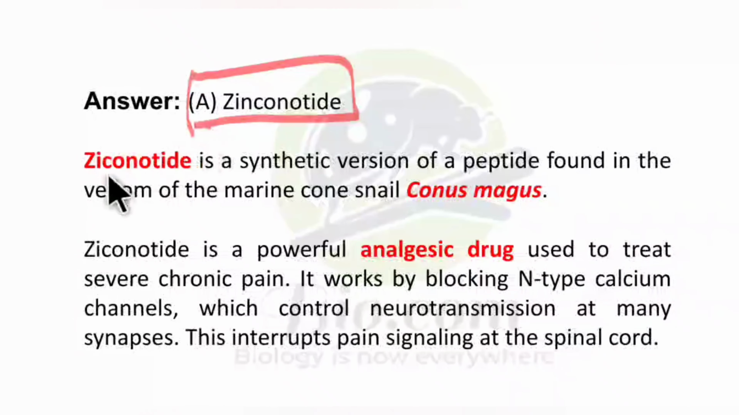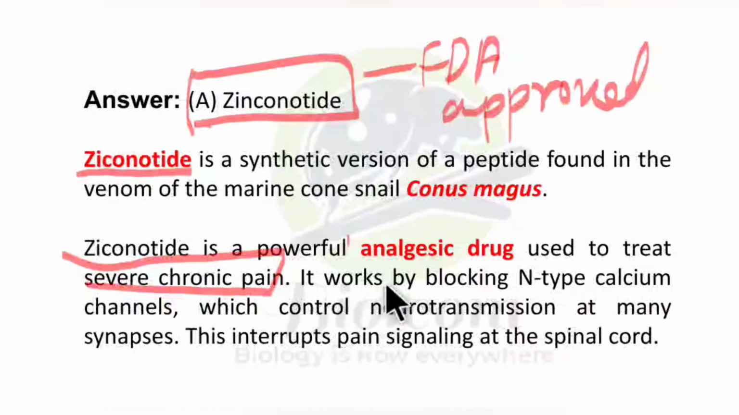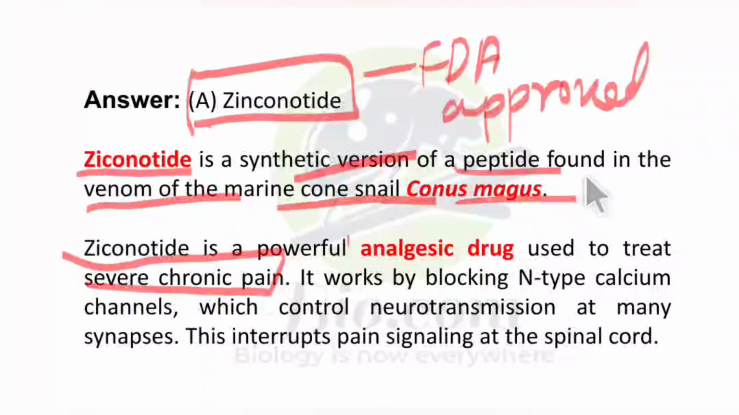It means option A. So basically ziconotide is an FDA approved drug against severe chronic pain, and ziconotide is a synthetic version of a peptide which is found in the venom of this particular marine cone snail, that is Conus magus. That means Conus magus secretes this compound in its venom, which is synthetically modified to make an analgesic drug which is FDA approved against severe chronic pain. So if the question is which of the following drugs is used as an analgesic drug against severe chronic pain, then ziconotide will be the option.